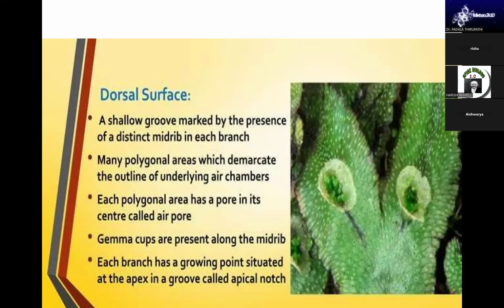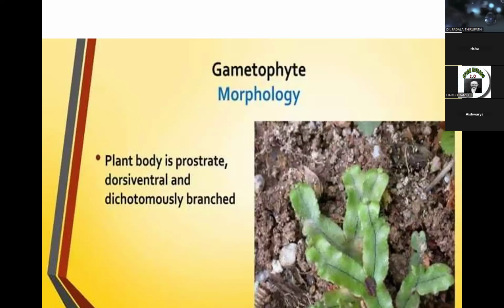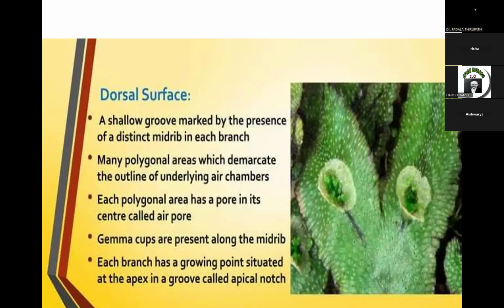Each branch has a growing point. Here at the tip of the branch, the dichotomously branched thallus is present. At the tip of the branch, in this diagram, you can see a notch-like structure. That same thing is enlarged in this diagram. Each branch has a growing point situated at the apex in a groove called the apical notch. It is a notch where somewhat inner part is present, and that is the growing part. Cell division takes place there.